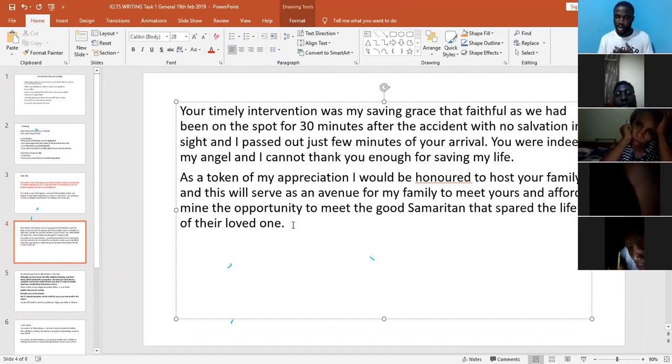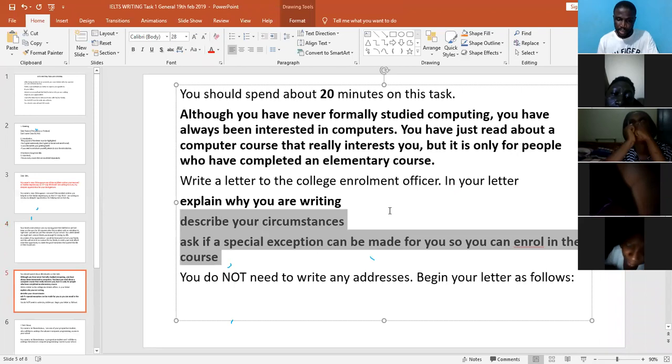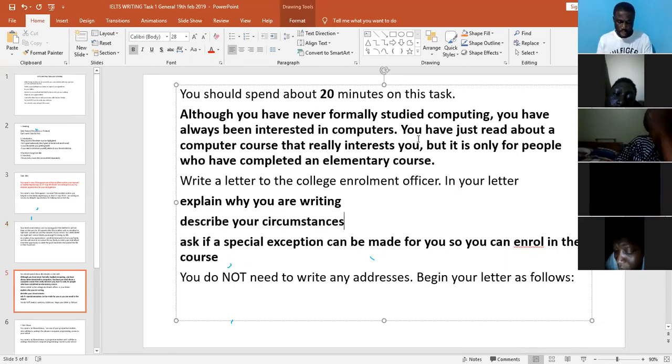And please, while you are writing your letter, express yourself in some good words and expressions. So I will take you to the letter that I've given out now. I am giving you 10 minutes to write your own main body. Some of you have to explain why you are writing, and you've done that. Now describe your circumstance and ask if a special exception can be made for you so you can enroll in the course. So 10 minutes. After 10 minutes, I will collate your responses, adjust, then we'll go into the final part of the write-up, which is your closure. Let me call it closure, not really conclusion.